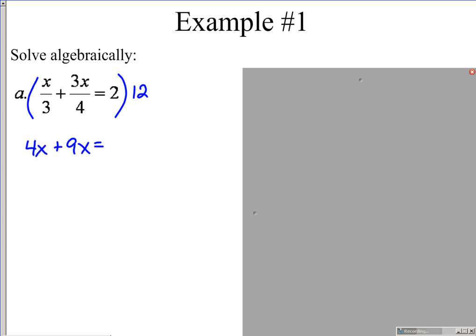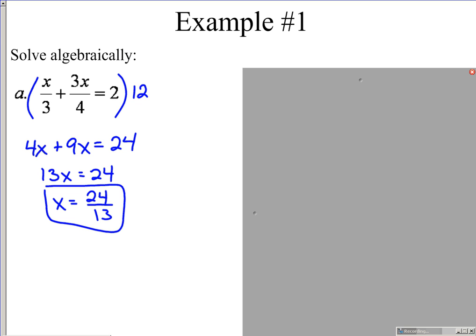On the right side, nothing's going to cancel. 12 times 2 is 24. Simplify and finish solving for the variable. x is 24/13. Remember, we're leaving everything in simplified fractional form. Do not change to decimals unless you are given decimals in the original problem.